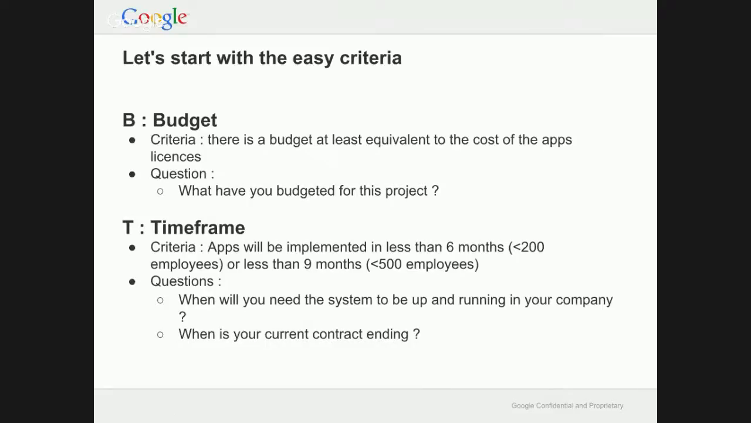Let's start with the easy criteria. Budget. There's a budget at least equivalent to the cost of the apps licenses. Question: what have you budgeted for this project? So, you might get into a conversation and they're already looking at suppliers for technology. So you might have caught them at a great time. You can ask them, if it's a mobile app development project, what have you budgeted for this? What are you looking to spend? That's a great understanding, so that you get a rough feel. If they've got 10,000 Rand or 500,000 Rand, then that dictates the complexity of the app, etc., etc.